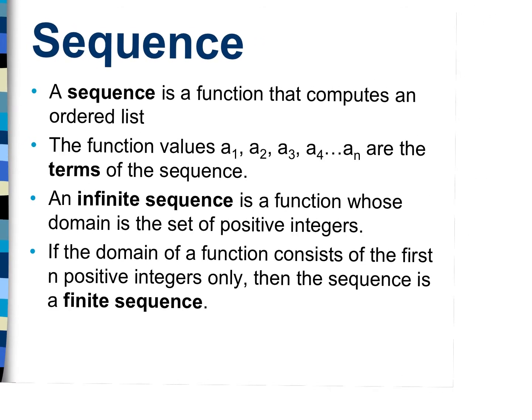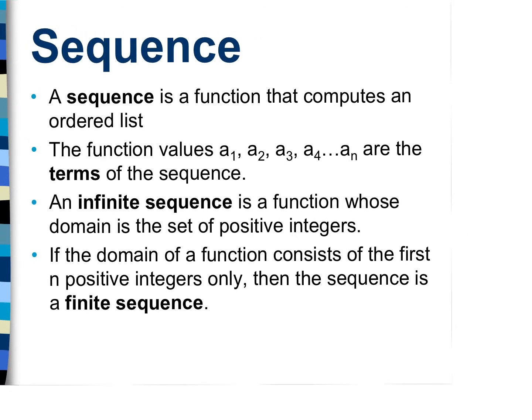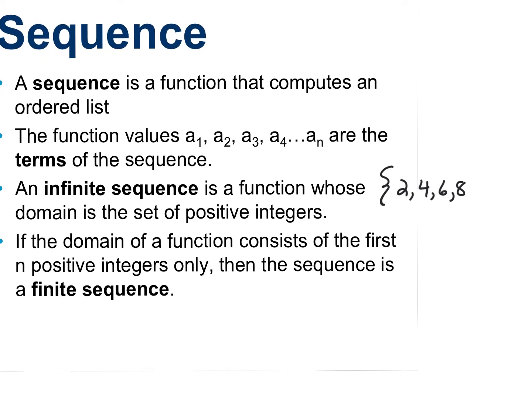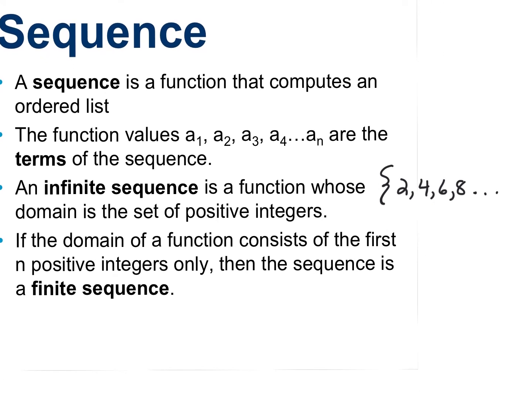So for example, an infinite sequence could be written like this. They would have set brackets around it. And then it could be like 2, 4, 6, 8. And then you would see dot, dot, dot, which is like an ellipsis. That tells you that it keeps on going forever.